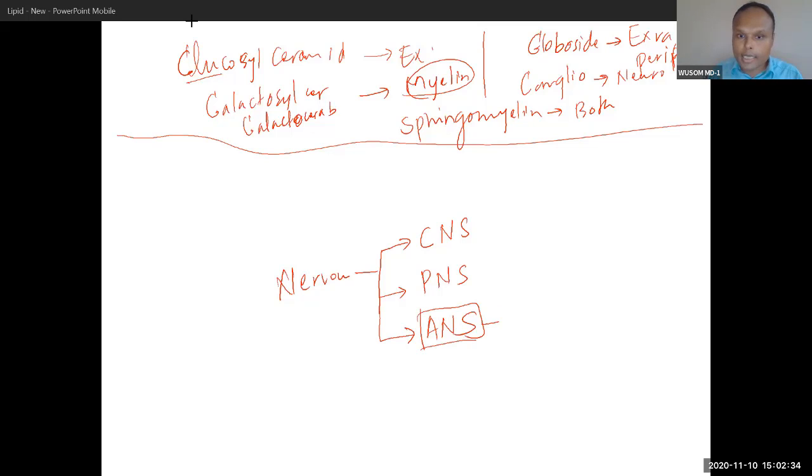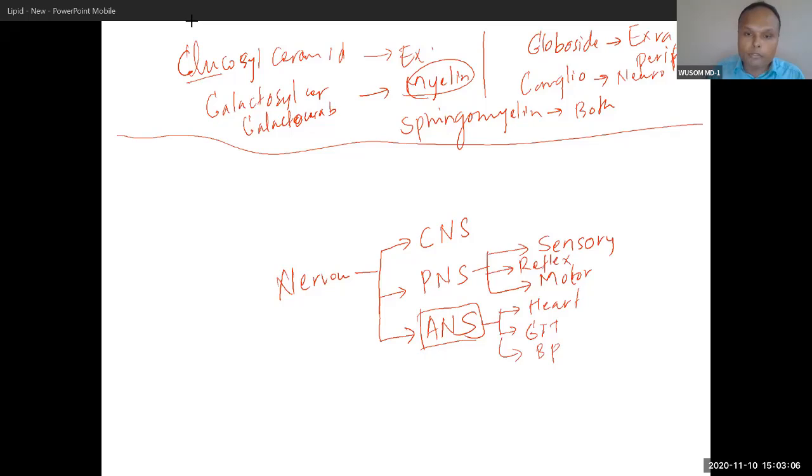So what is related here? Visceral organs are controlled. The heart is controlled, your GIT is controlled, your blood pressure is controlled because of this. Now, what is the function of the peripheral nervous system? It carries sensation, so the sensory fiber is there. And then it also has motor fibers, and it also has reflex. So these three are related to the peripheral nervous system.